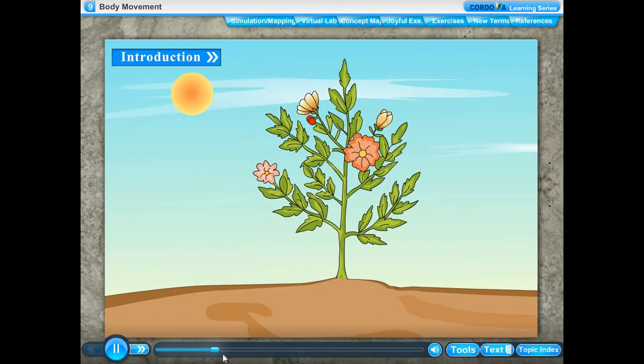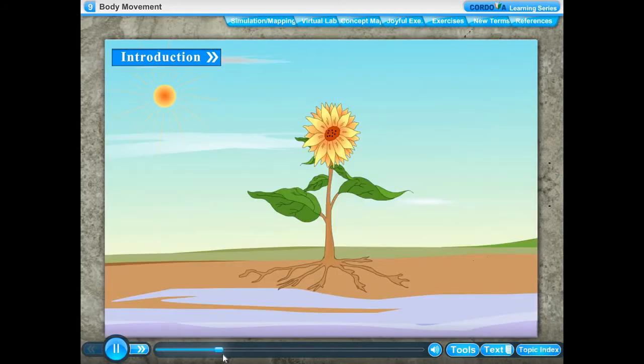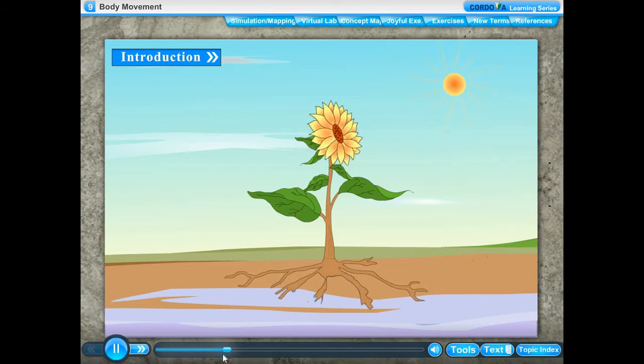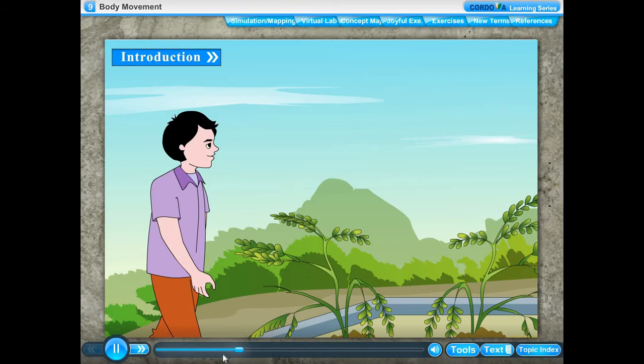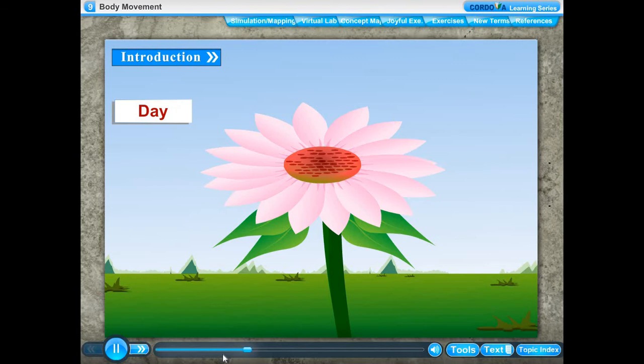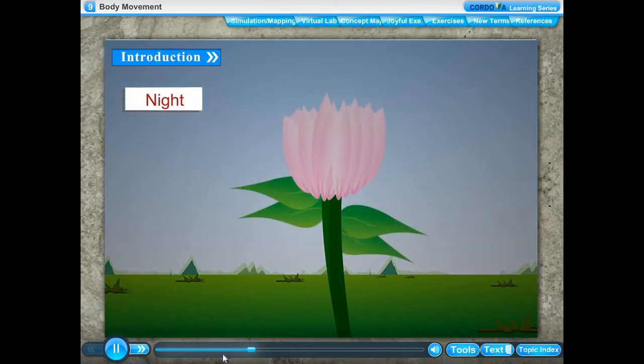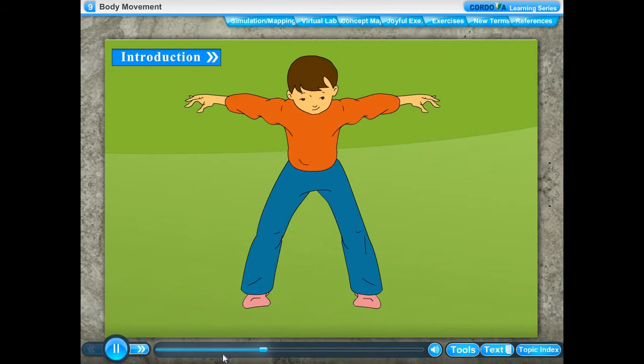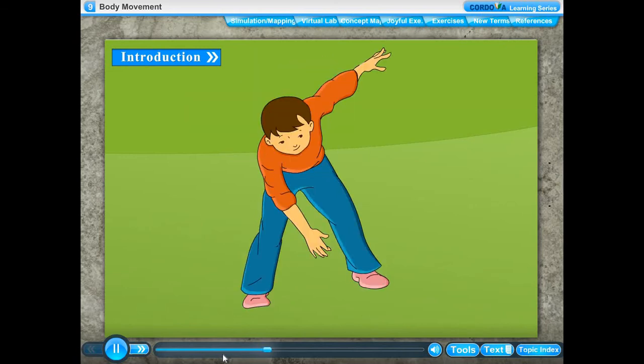We can observe the shoot system of a plant move, turn in the direction of sunlight. The roots move, grow in the direction where water is available in the soil. The leaves of the mimosa plant move, fold up when touched by hand. The flowers of the daisy plant move, close up at night. So, we can say that the movement of a body part is necessary for the life process of all the living organisms, plants as well as animals.